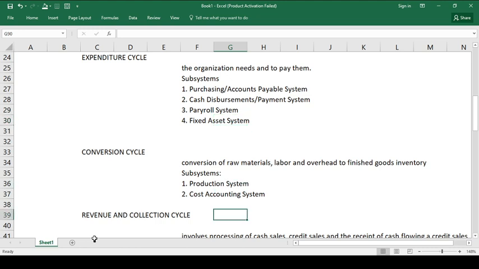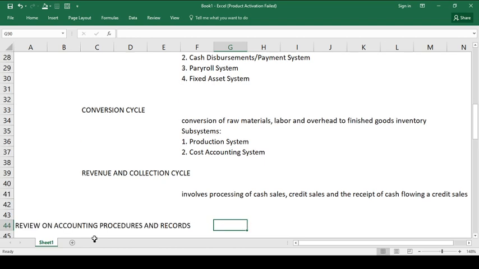These cycles are very important in the accounting information system because these cycles and subsystems have data, and this data is input in the system so that the information needed by the users of the information comes out. Okay?